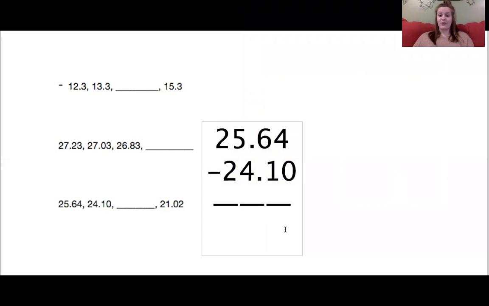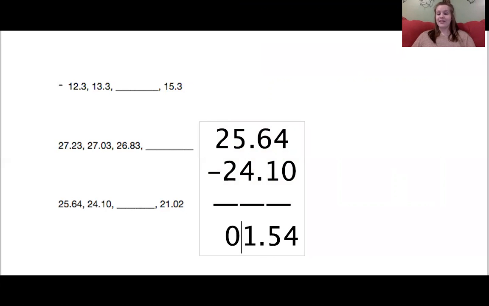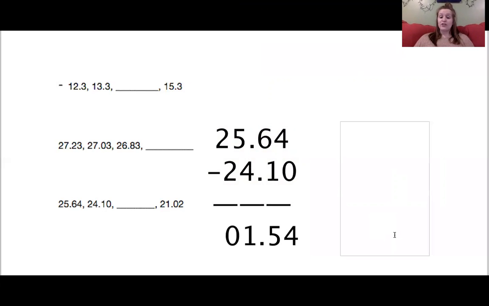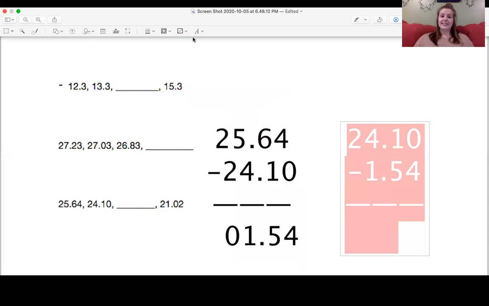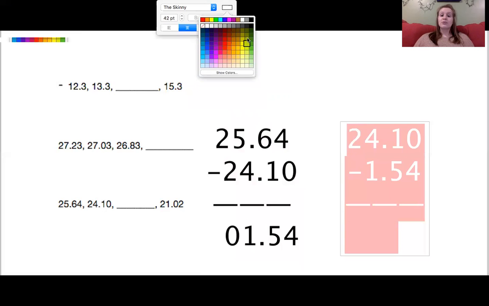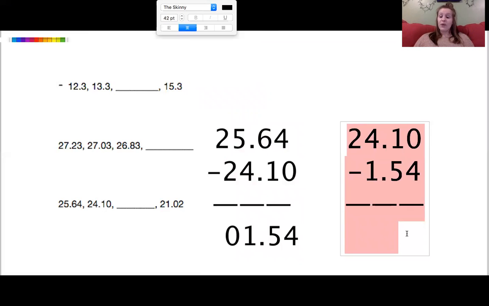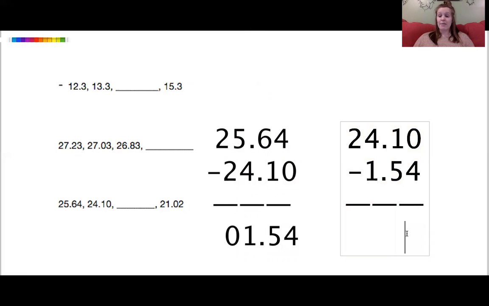Awesome job, guys, because 4 minus 0 is 4, 6 minus 1 is 5. Can't forget to bring down that decimal. 5 minus 4 is 1, and 2 minus 2 is 0. So we are decreasing by 1 and 54 hundredths each time. What number am I going to subtract 1 and 54 hundredths from in order to find that number that's missing in my pattern? That's right, guys, 24 and 10 hundredths, and I'm subtracting 1 and 54 hundredths because that's how much I'm decreasing each time in my pattern.